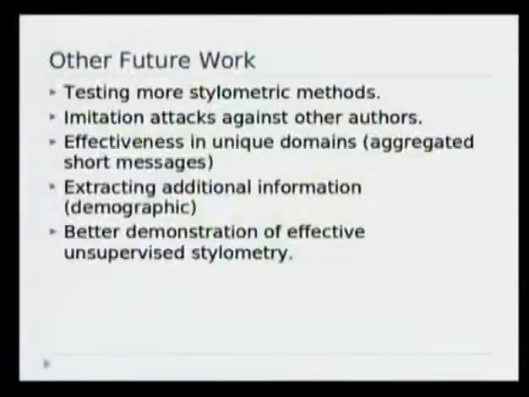There's some other future work that we're interested in. So one is certainly testing more stylometric methods. We felt our methods were representative, but there's many more out there that we should look at. Another is looking at imitation attacks against other authors. So we picked Cormac McCarthy because he had kind of a distinct writing style, and we thought it would be easy for people to engage with the material because we wanted really good responses.